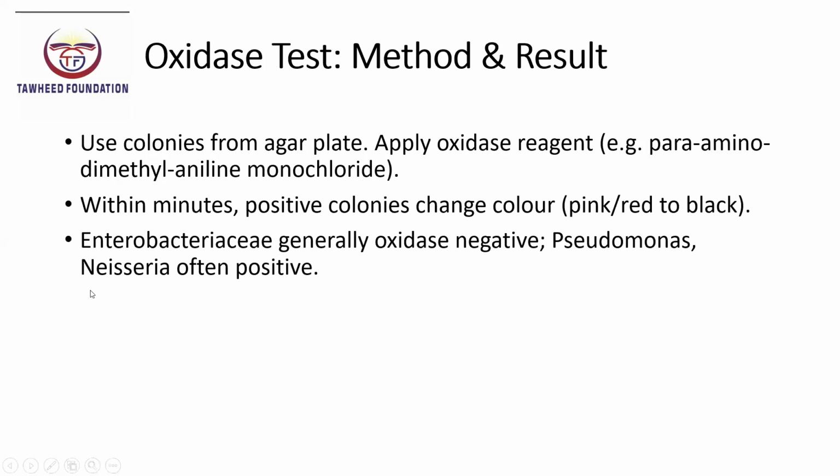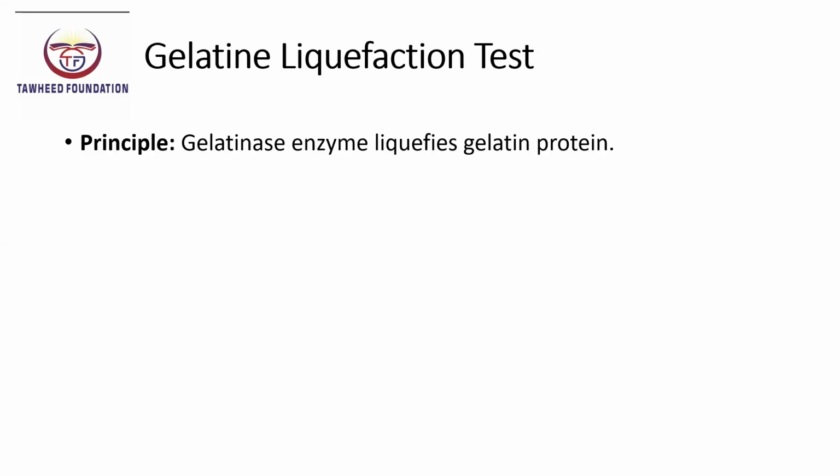Method: use colonies from an agar plate and apply oxidase reagent, for example para-amino dimethyl aniline monochloride. Within a few minutes, positive colonies will change color. It will show pink or red to black. Enterobacteriaceae are generally oxidase negative. Pseudomonas and Neisseria are often oxidase positive.